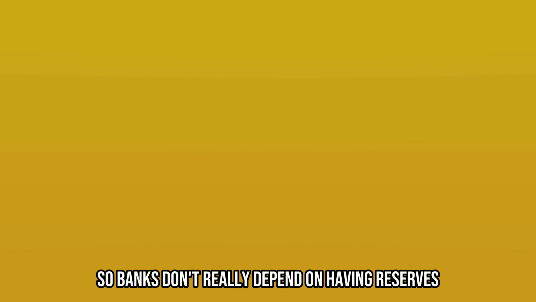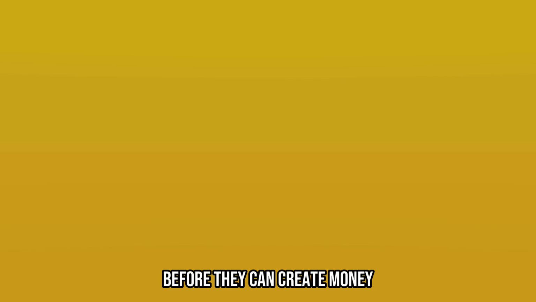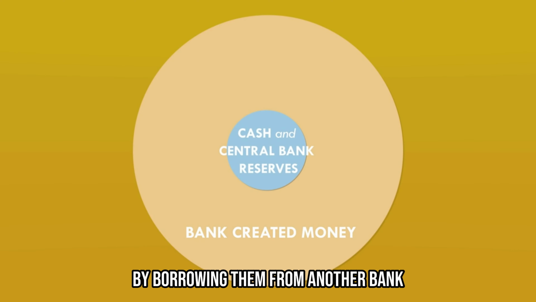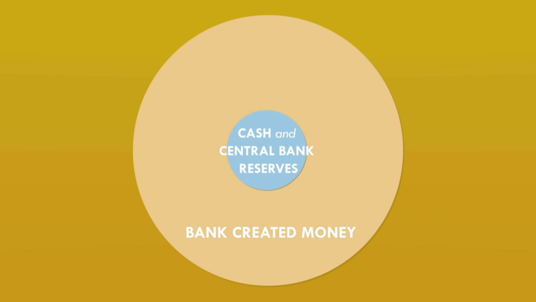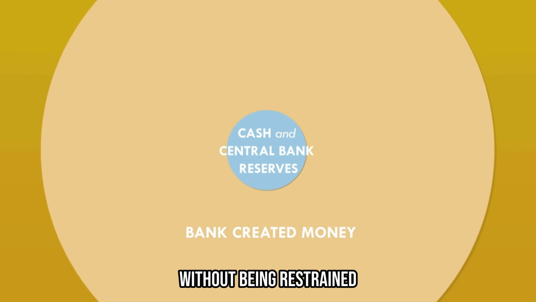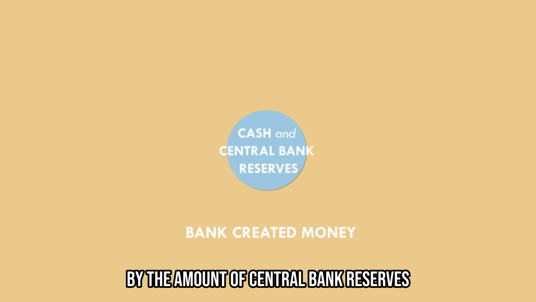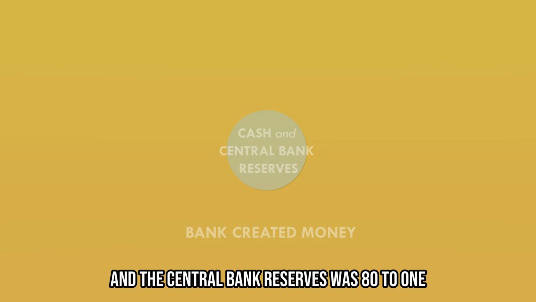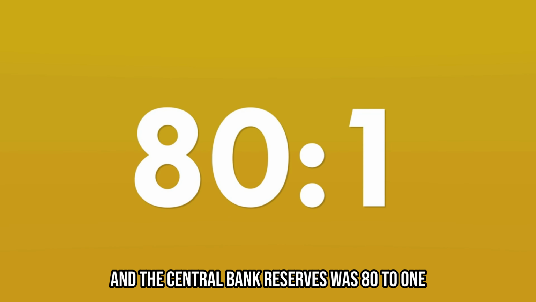So banks don't really depend on having reserves before they can create money. They can make the loan first and find the reserves to settle the payment by borrowing them from another bank. And collectively, banks can increase the money supply almost indefinitely without being restrained by the amount of central bank reserves. In fact, before the financial crisis, the ratio between the bank-created money in the hands of the public and the central bank reserves was 80 to 1.